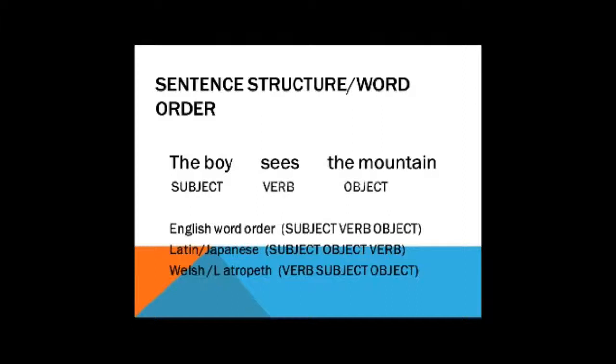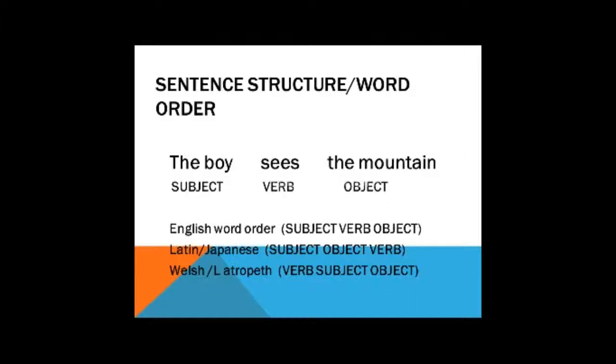Now if you look at the word order of English, you're going to see that it's subject, verb, object predominantly, and many other languages have this as the predominant word order. And there are also a lot of languages for which the predominant word order is subject, object, verb. So these are verb final languages. Examples would be Latin or Japanese.